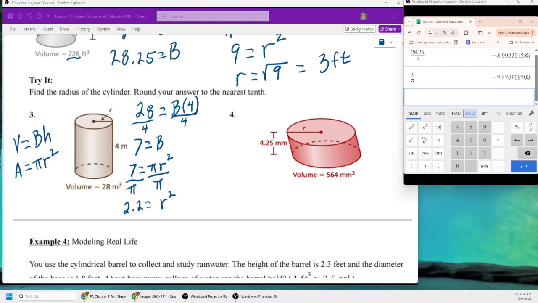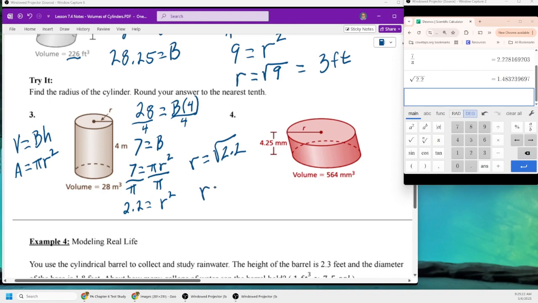Okay, so I want just the radius, not the radius squared. So I have to take the square root of the 2.2. We're going to go square root of 2.2, and that is about, rounded to the nearest tenth, 1.5 meters. So the radius of that circle is 1.5 meters.